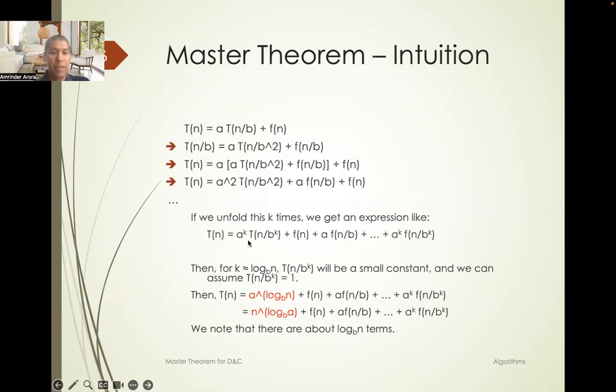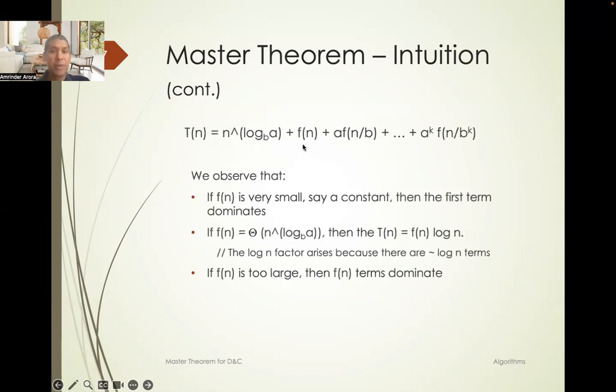T of n is equal to a power k, T of n by b power k, plus f of n plus a times f of n by b, etc., etc. Now we cannot simplify the right-hand side terms because those belong to f of n, but we can remove T from the right-hand side by simply choosing the value of k here as log of n to the base b, in which case we will receive that T of n is equal to a power log of n to the base b plus all these f terms, and this can then be rewritten as n power log of a to the base b plus f of n terms. Again, we cannot simplify the right-hand side, the f of n, any further without knowing what f of n is.